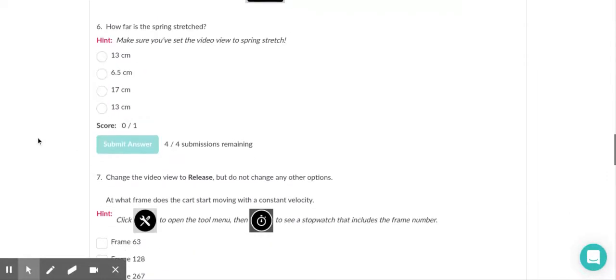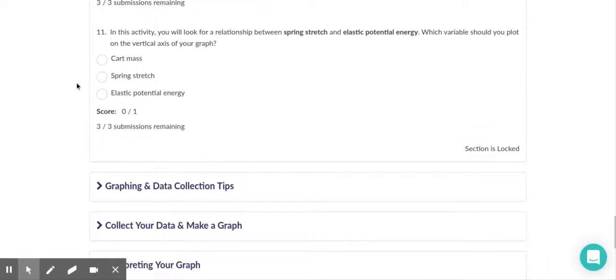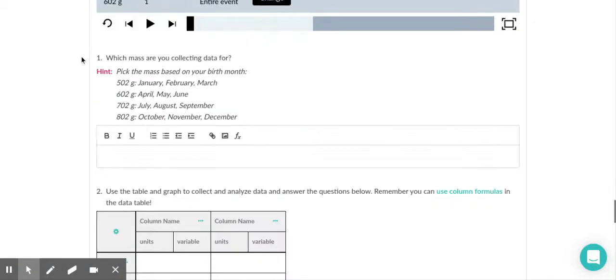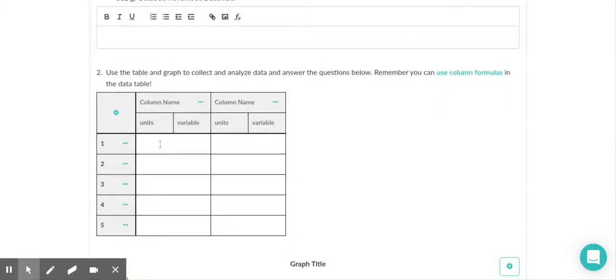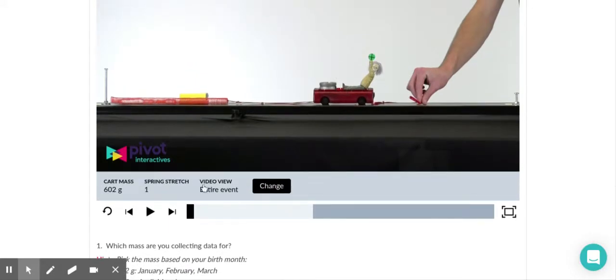So when you go down to your data table, don't mind me for this, because all you're doing is collecting your data to make a graph. So I would have changed this to stretch and EPE, because that's what it's asking us to do somewhere. I would have measured the stretch in the stretch video, and then I would have measured the EPE by getting the KE at the end and putting that in for EPE.